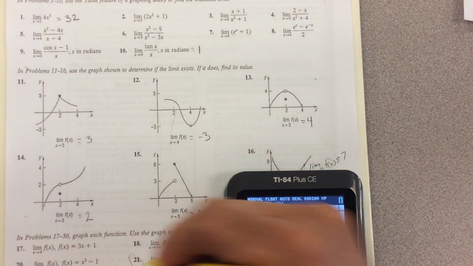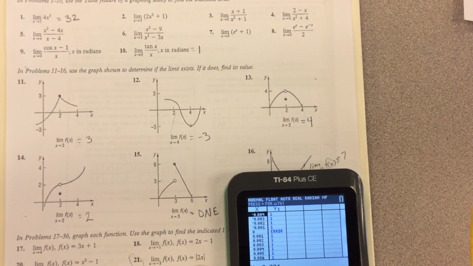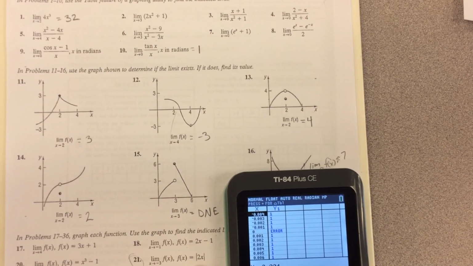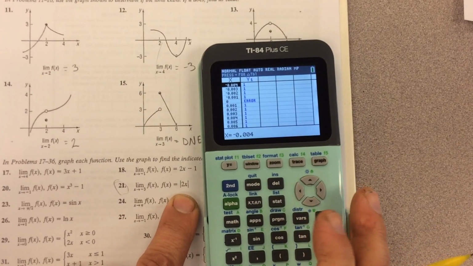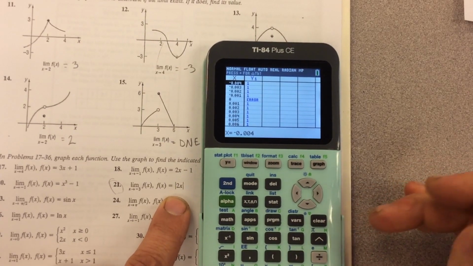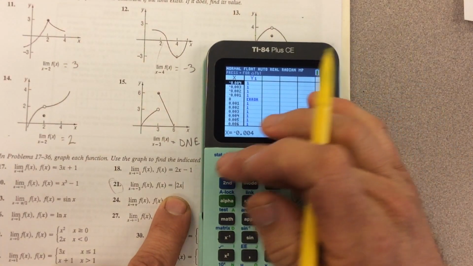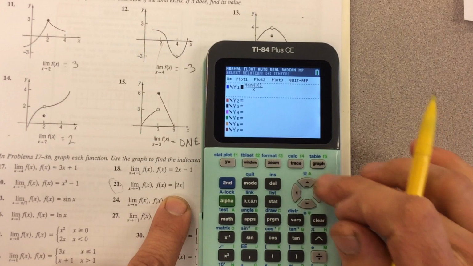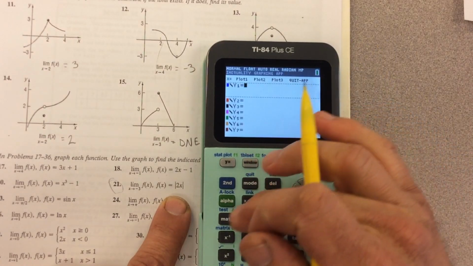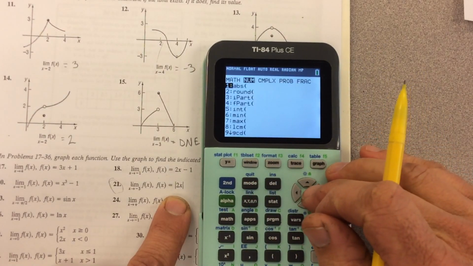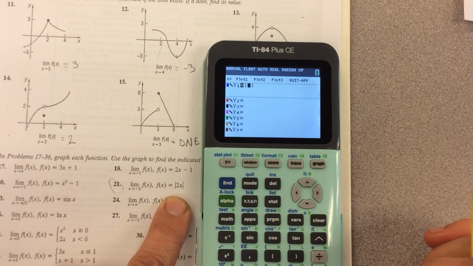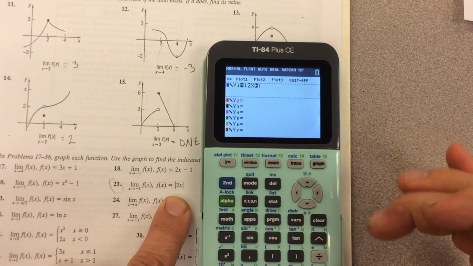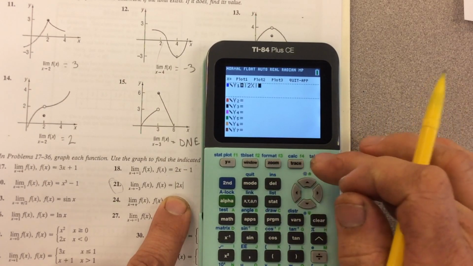I like this one. So I'm going to type in f of x equals the absolute value of 2x. So I'm going to go to y equals, I'll clear off what I got. I'll go to my math folder, absolute value of 2x. And I'm going to hit my graph button.